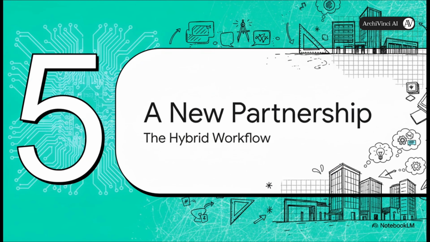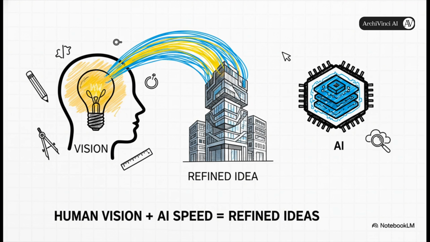So what this all leads to is a completely new way of working, a hybrid workflow, where human creativity and AI speed can finally come together. This isn't about replacement, it's about partnership. And this right here, this is the big takeaway. The future of design isn't human versus machine, it's your vision, your expertise, your unique style, all amplified by the incredible speed of AI. You can use AI to generate 100 ideas in an hour, and then you use your professional tools like Revit or Rhino to refine the single best one. It's really the best of both worlds.